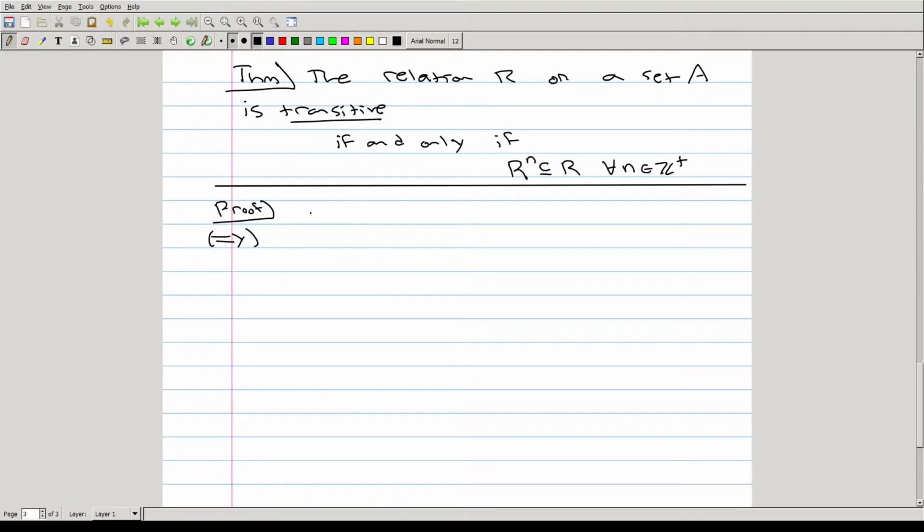So I'm going to assume that R^n, the nth power of the relation, is a subset of R, which means that if (a, c) is an element of R squared, for instance, then (a, c) is also an element of R.